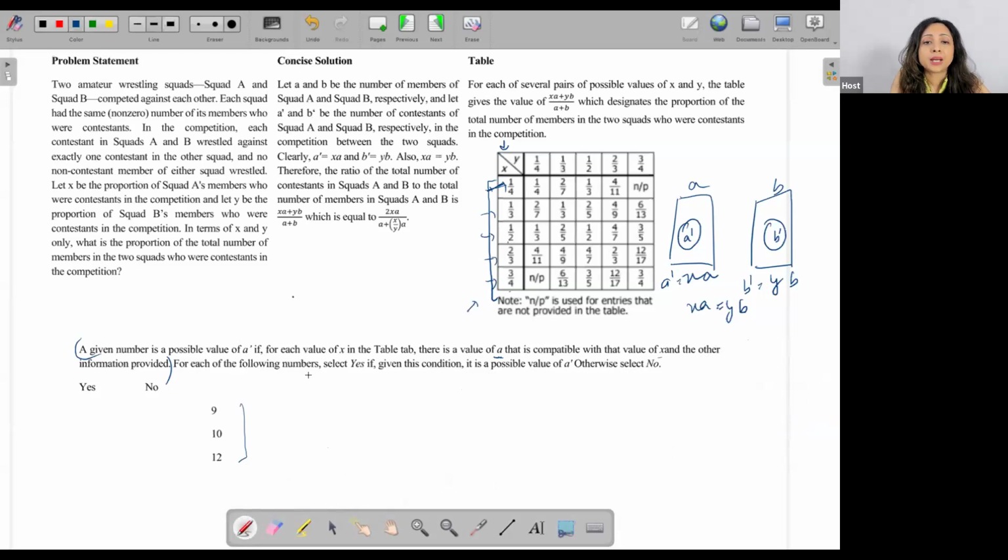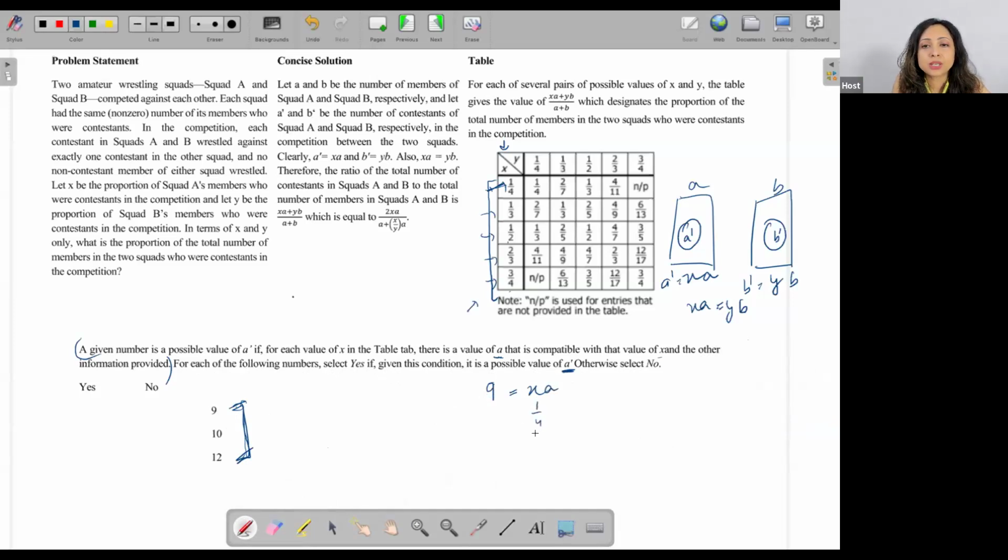Okay, for each of the following numbers, select yes if, given this condition, it is a possible value of A. I have to say whether each one of these is a possible value of A or not. I have to first say, is 9 a possible value of A dash? All I have to think about is that 9 should be of the format XA. Makes sense, yeah.